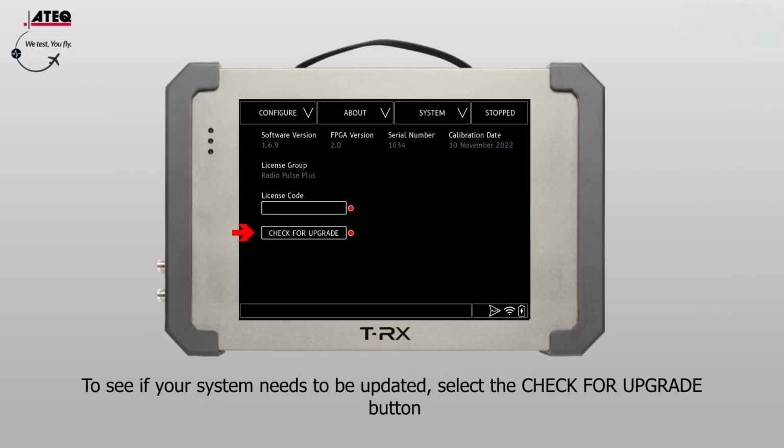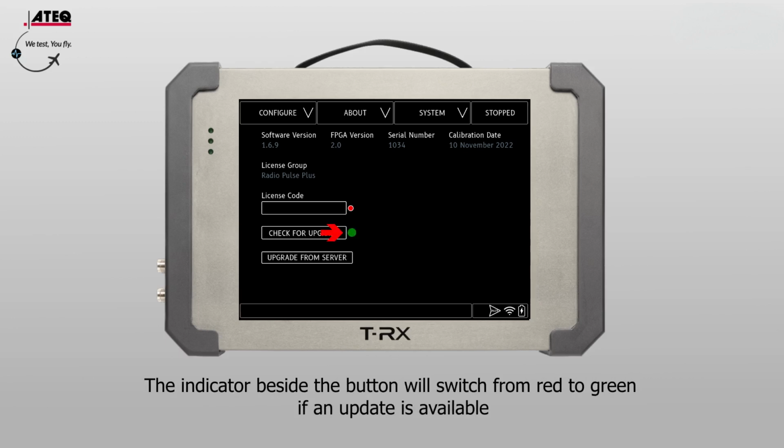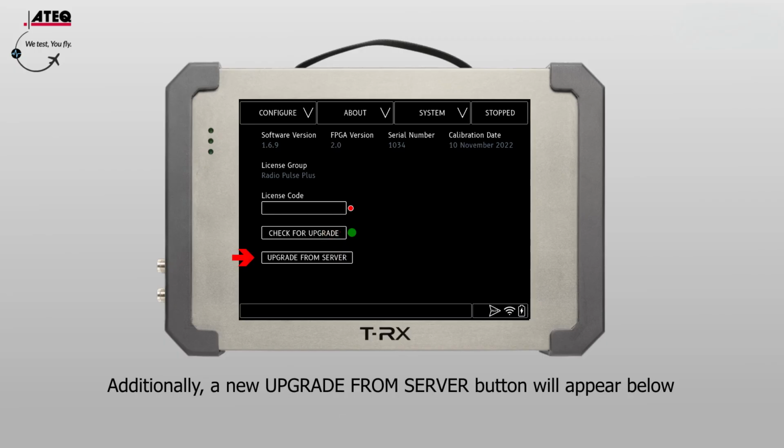To see if your system needs to be updated, select the Check for Upgrade button. The indicator beside the button will switch from red to green if an update is available. Additionally, a new Upgrade from Server button will appear below.